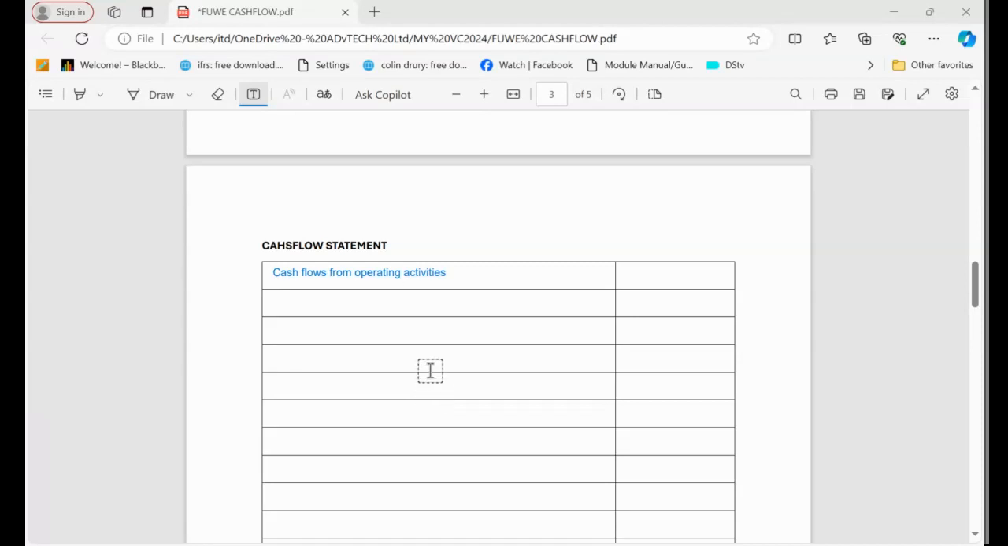So when you see the word operating, you must think about the statement of profit and loss. We're going to focus on the statement of profit and loss, where we're going to find incomes and expenses. Remember, we spoke about that. So here we are going to follow the statement of profit and loss.